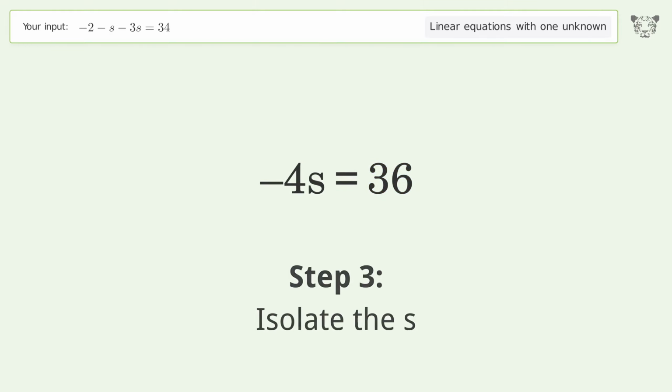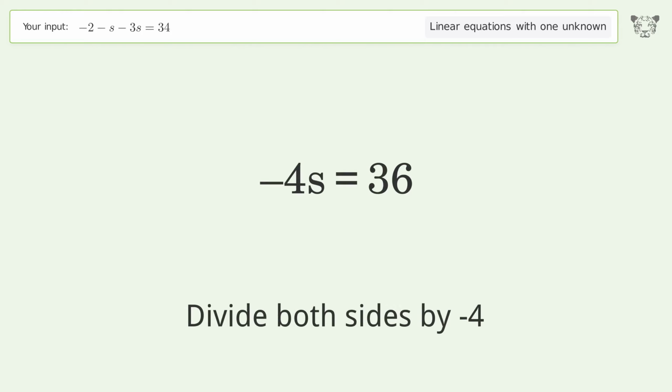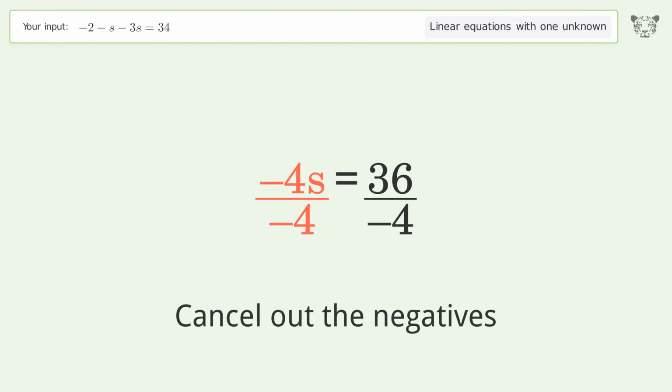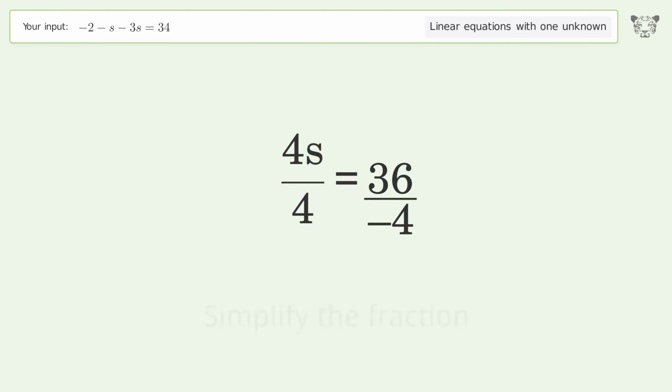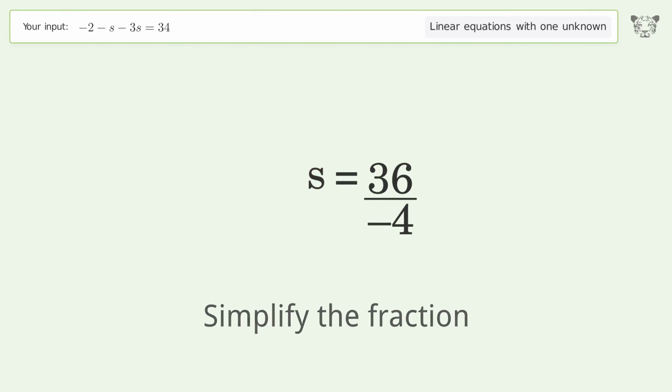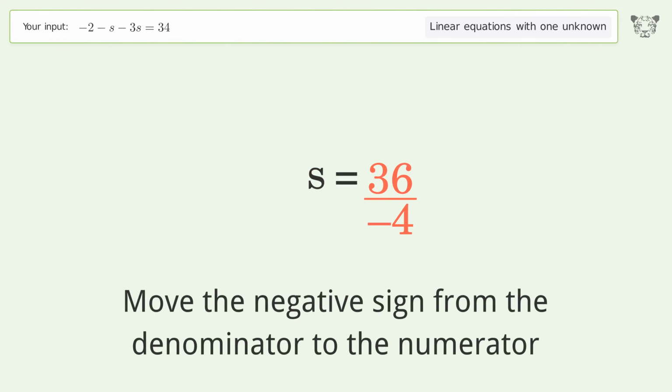Isolate the s. Divide both sides by -4. Cancel out the negatives. Simplify the fraction. Move the negative sign from the denominator to the numerator.